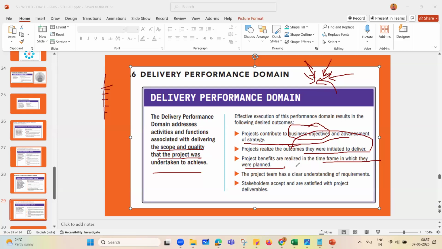Figure it out well before time, so that when you deliver, it is not only with assurance, but also with quality. The project team's clear understanding of the requirement has to be known well beforehand. Stakeholders accept and are satisfied with the project deliverables. If you embrace such an approach, the last one is going to happen. Why? Because effective delivery ensures the project's objectives are achieved well before time, and that's the project benefit which will be realized by the customer. With me so far, everyone?